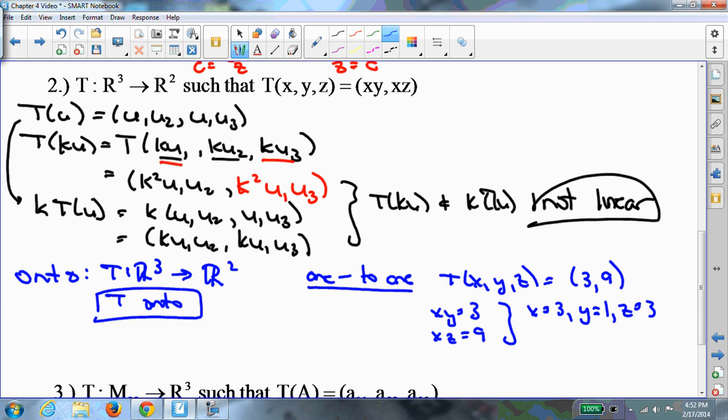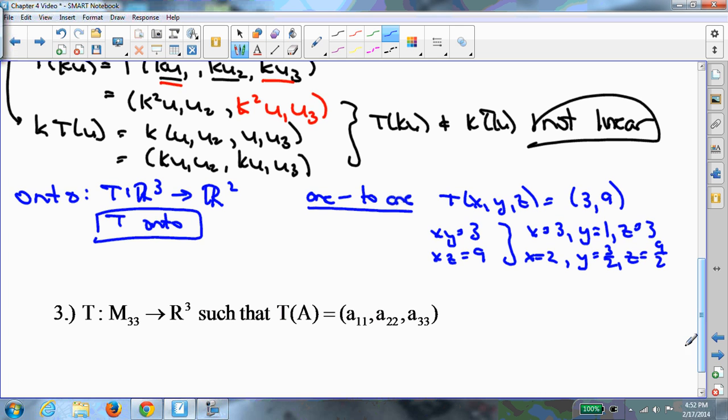However, I could also have something like x equals 2, which would mean y equals 3 halves, and z equals 9 halves. So since one output generates more than one input, this is not 1-to-1.